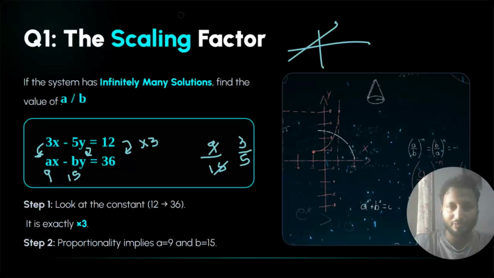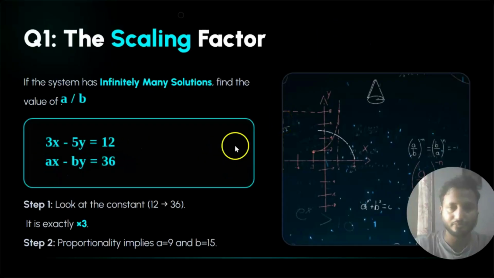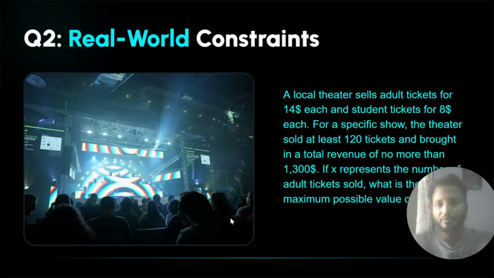Let's go to our next problem. The next problem is based on a real world constraint problem. The problem is right in front of us. A local theater sells both adult tickets for $14 each and student tickets for $8 each. For some specific show, the theater sold at least 120 tickets and brought in a total revenue of no more than $1,300, meaning a maximum revenue of $1,300. If X represents the number of adult tickets sold, what is the maximum possible value of X? This is what they're asking.